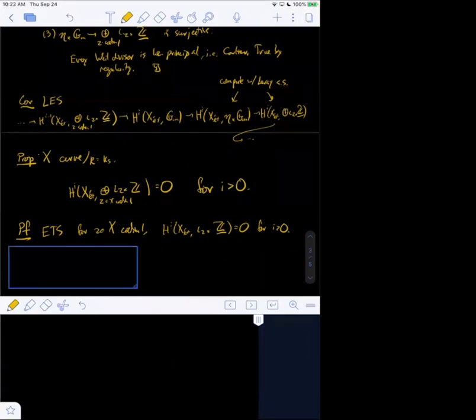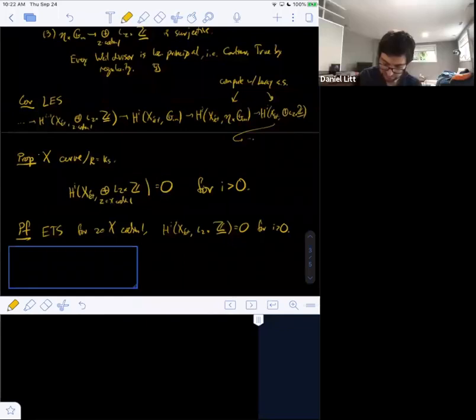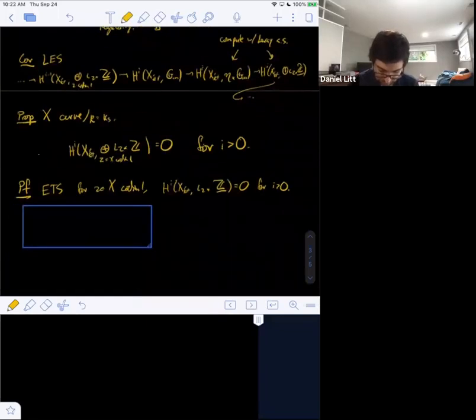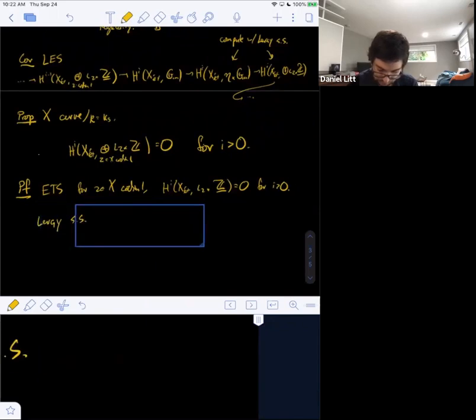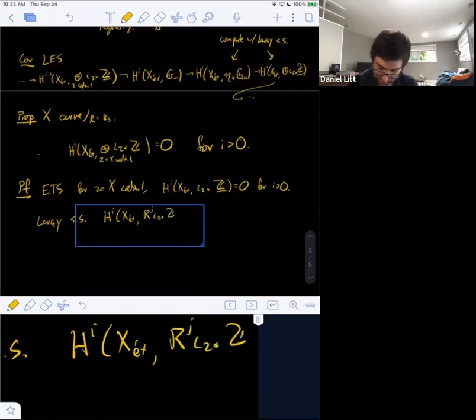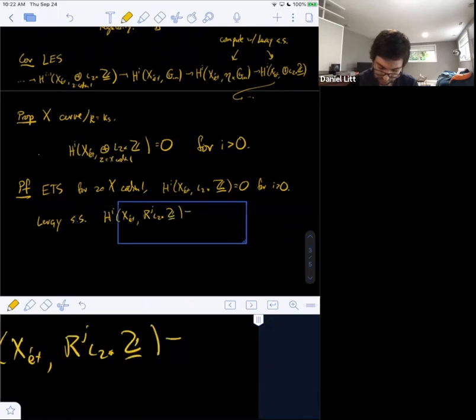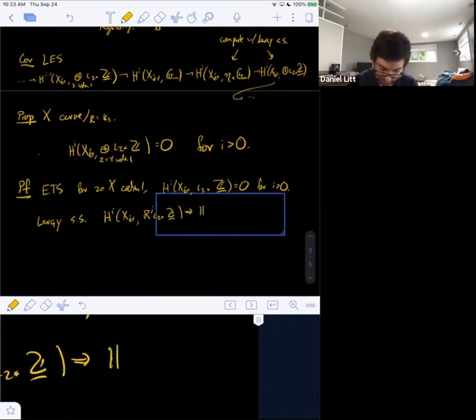Well, like use the Leray. Yeah, so let's use the Leray spectral sequence. So there's a Leray spectral sequence which goes from H^i of X Etale with coefficients in R^j, that should be upper j, R upper j of iota_Z lower star of Z, and this converges to H^(i+j) of Z Etale with coefficients in the sheaf Z.